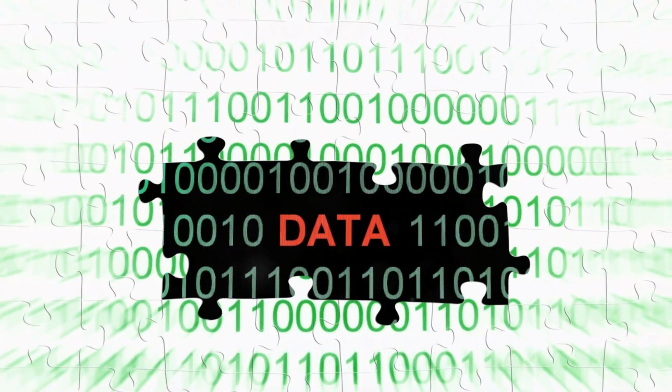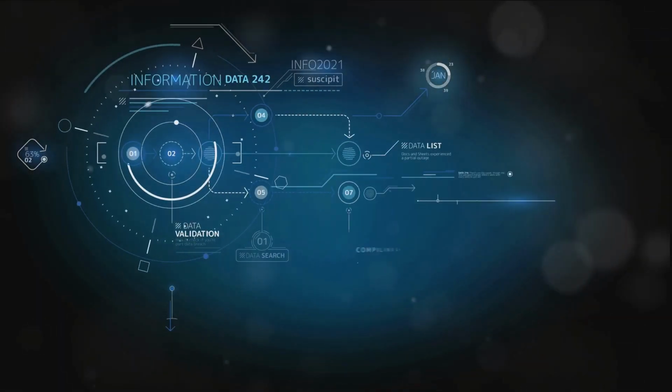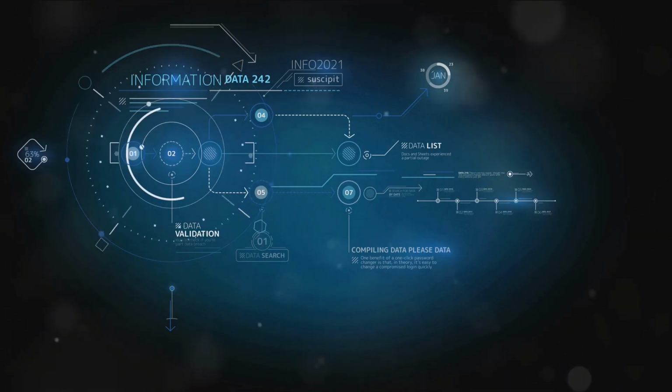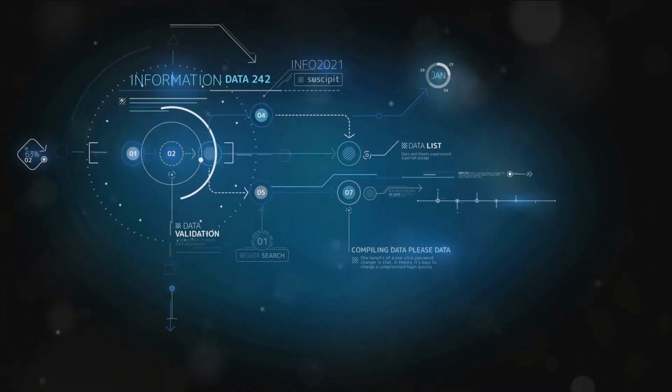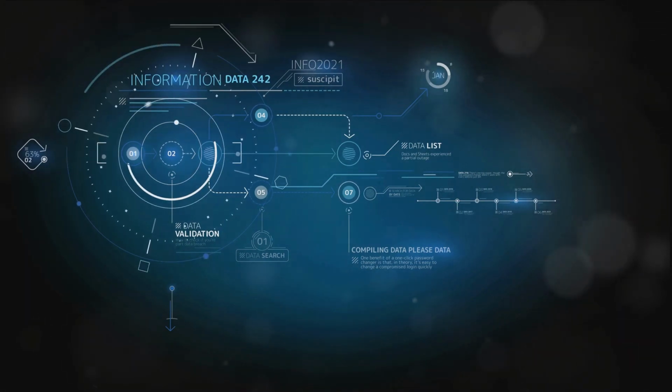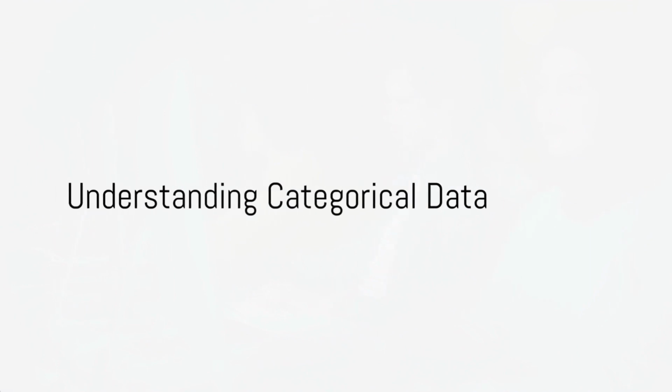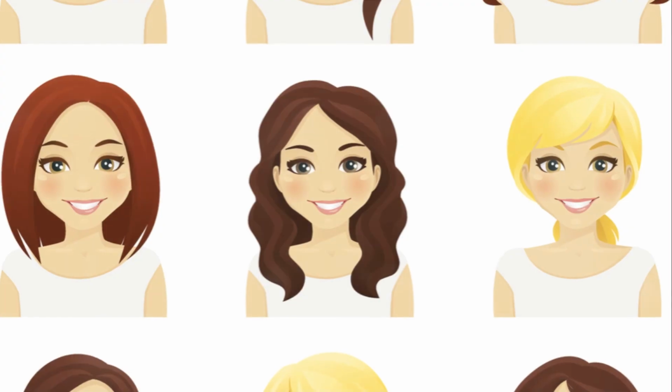It's like sorting a mixed pile of puzzle pieces into their respective images before starting to put the puzzle together. It makes the process a whole lot easier and more meaningful. So, let's delve into the fascinating world of data types in mathematics. First off, we have categorical data. But what exactly is it?